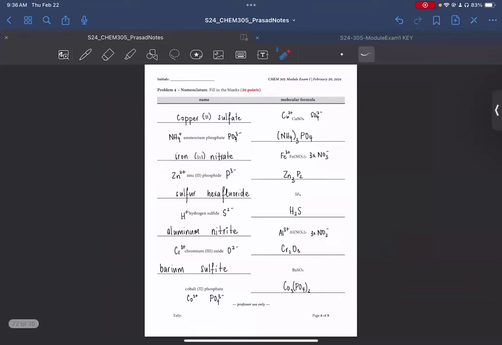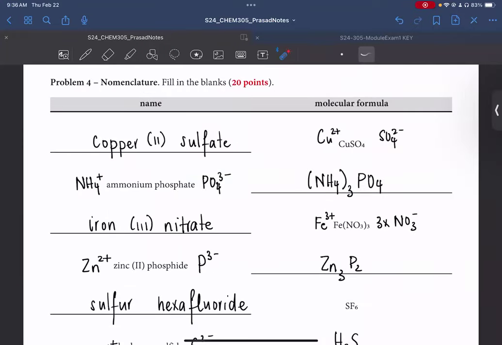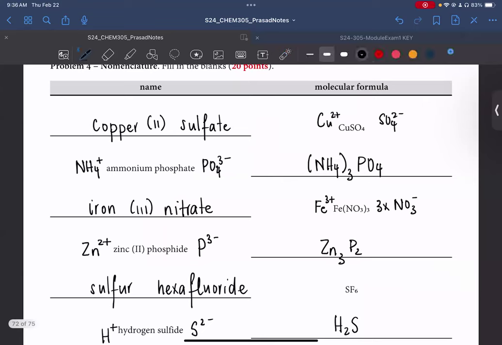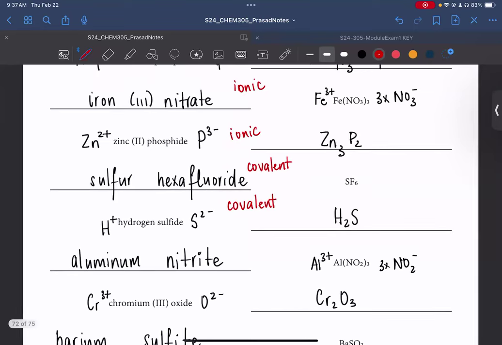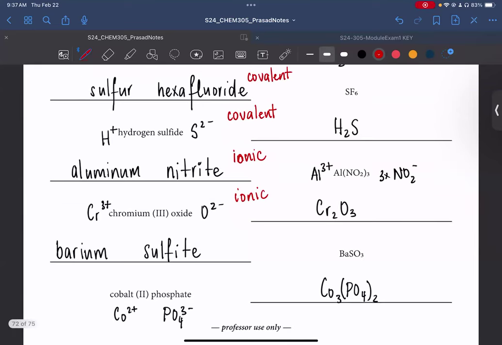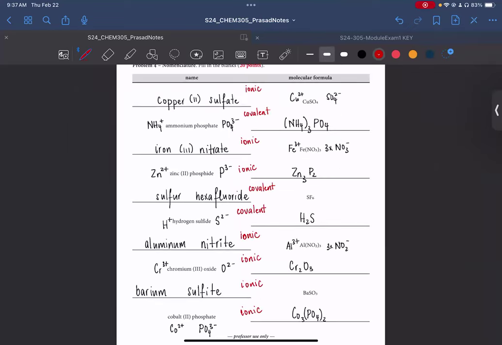The next question was asking us to identify which ones are ionic and which ones are covalent. To qualify for that particular extra credit, you had to get them all correct. Copper sulfate is ionic. Ammonium phosphate is covalent. Iron nitrate is ionic. Zinc is ionic. Sulfur hexafluoride is covalent. Hydrogen sulfide is covalent. Aluminum nitride is ionic. Chromium oxide is ionic. Barium sulfide is ionic. And cobalt is also ionic. So there were only three covalent cases.